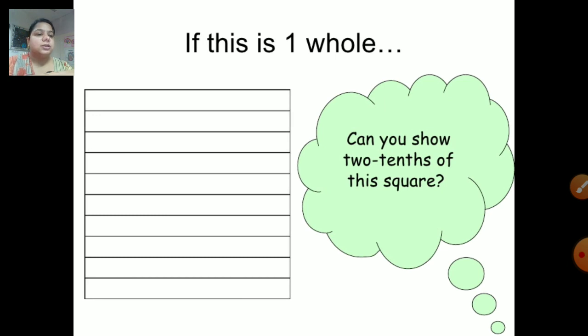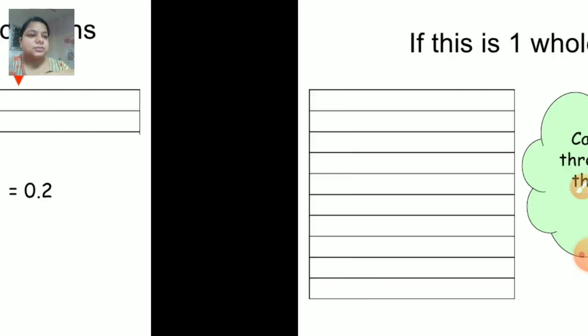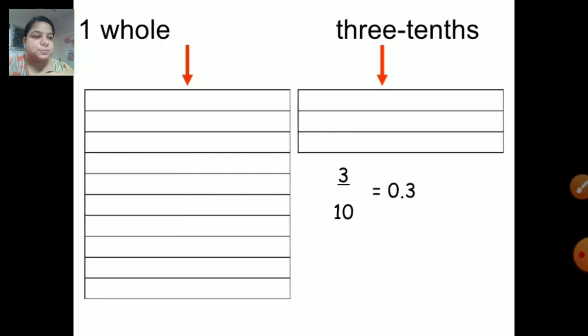Now again, this is one whole. Can you show 2/10? So when we have taken out of 10 strips, we have taken two strips. That is, these are 2/10. So this will be 2 upon 10 in fractions, and if we write it in decimals, it will be written as 0.2, because after the decimal, the first place is the tenths place. Now again 3/10, we will take 3 strips out of it, and it will become 3/10, and it will be written in decimals as 0.3.